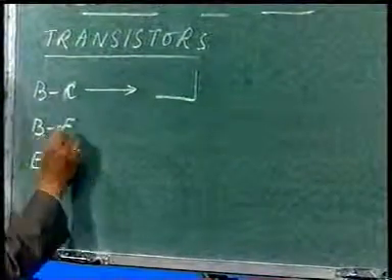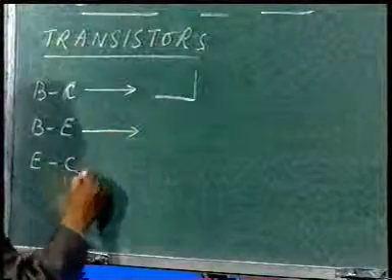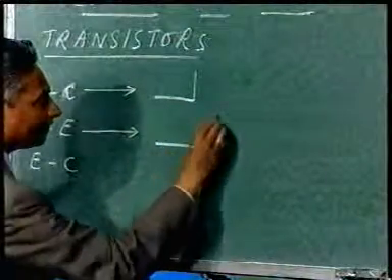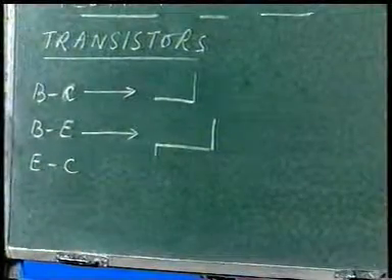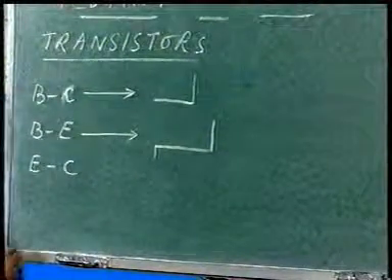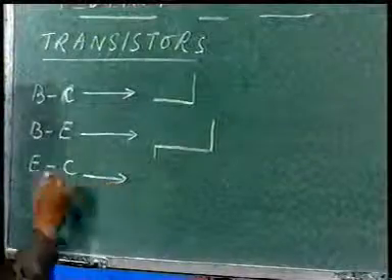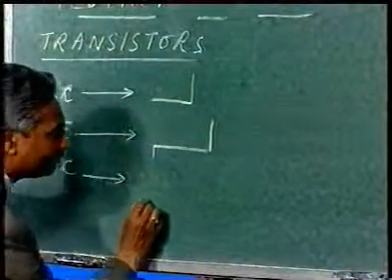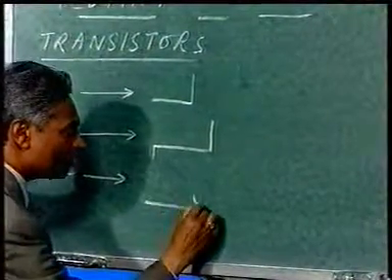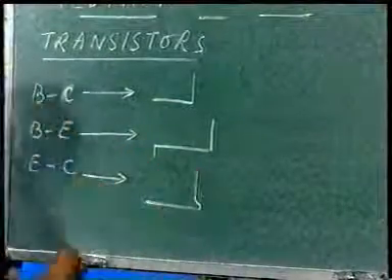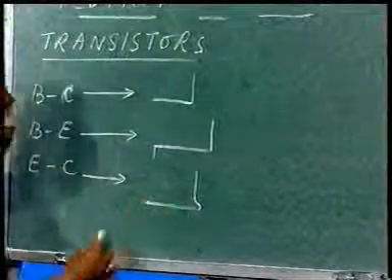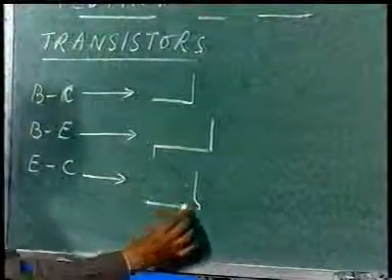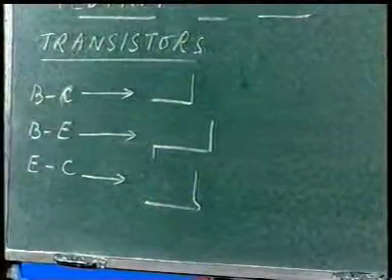Between base and emitter you will get a figure like this. Like this you will get a figure if the transistor is healthy, and between emitter and collector you are going to get a figure like this, a small kink here and then a vertical line. Of course many times you will find that this kink will not be obtained on the CRO, you will get a figure like this, that is a forward bias diode condition.